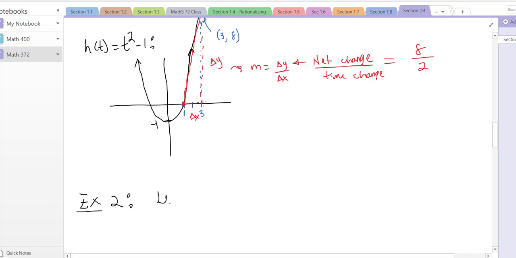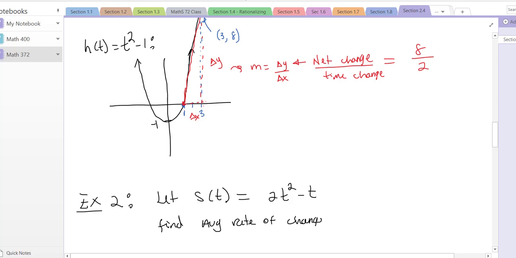Example 2, let's let, in this case, s of t equals 2t squared minus t. And I want to find the average rate of change from t equals 2 to t equals 5. So try that on your own. Go ahead and pause the video and try it and see what you get. And then resume to see if you got the right answer.